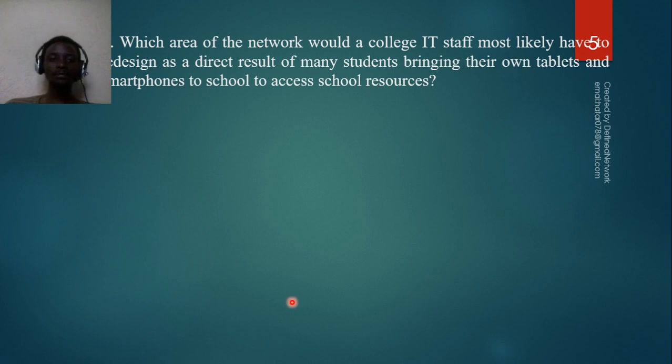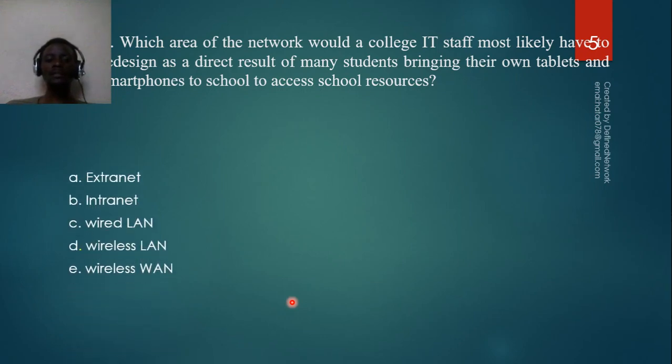Question number three. Which area of the network would IT staff most likely have to redesign as a direct result of many students bringing their own tablets and smartphones to school to access school resources? As IT staff at a school, you need every student to access the internet. So which kind of network can you have so that every student can bring their own device, like a tablet, smartphone, and other devices, to connect to the internet?